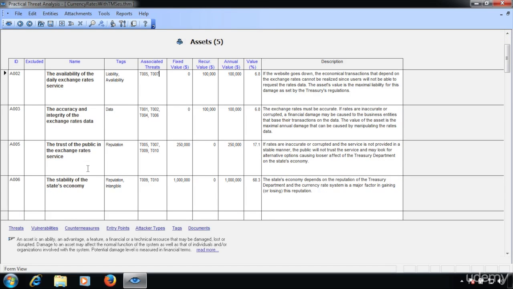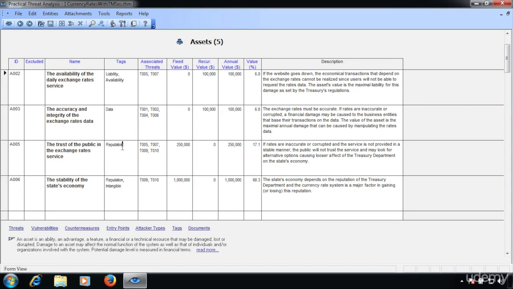Now don't forget, this is just really a sample project. So, right, we have 6 assets. In a real scenario, you're going to typically have a lot more than 6, right? So here's another one, trust of the public in the exchange rate service. So the trust of the people or our client in our company exchange rate service.